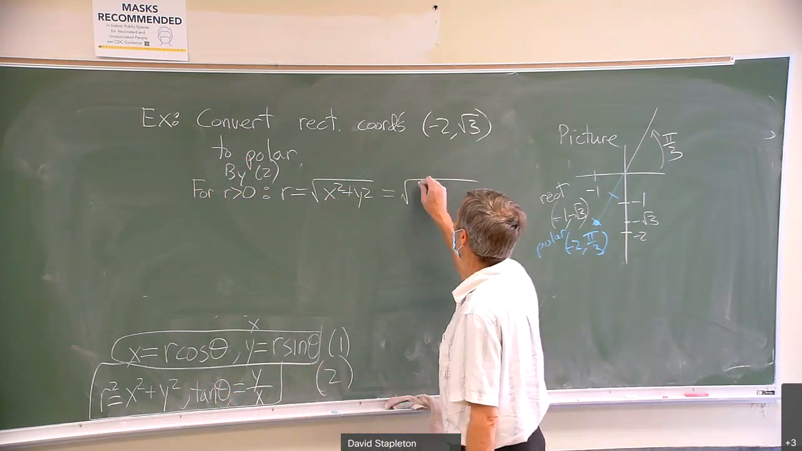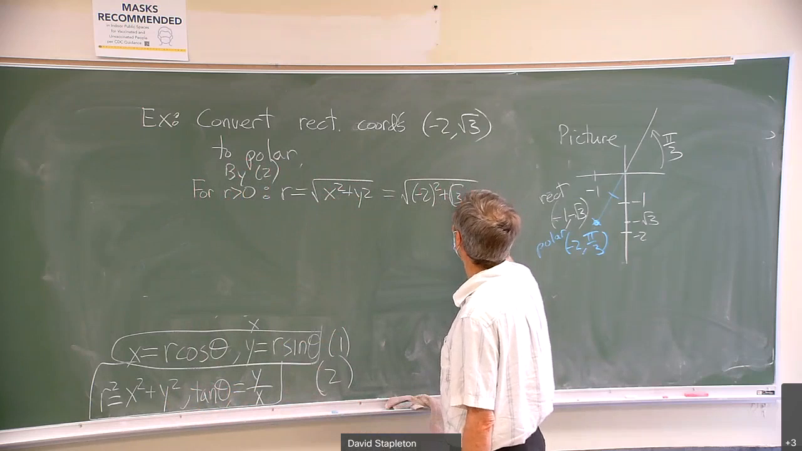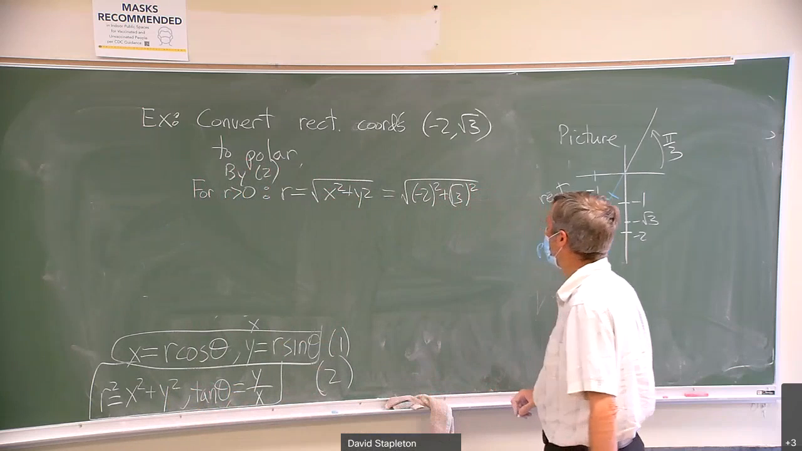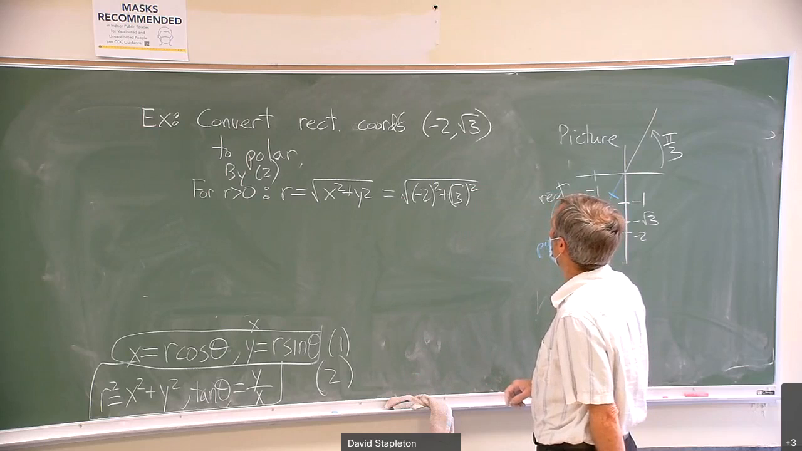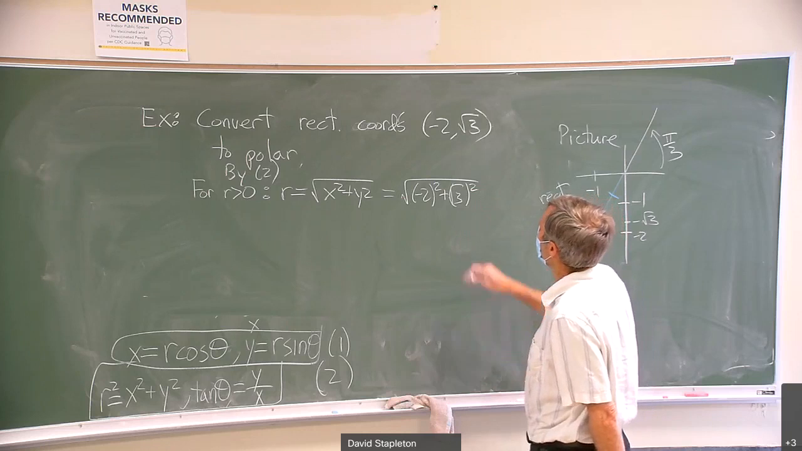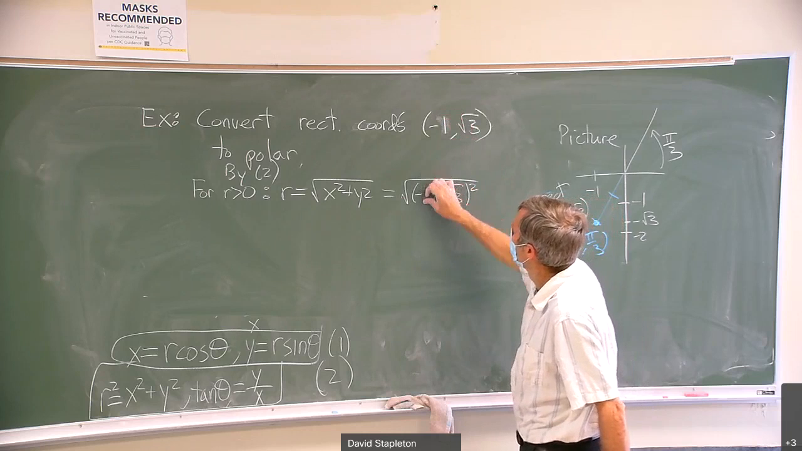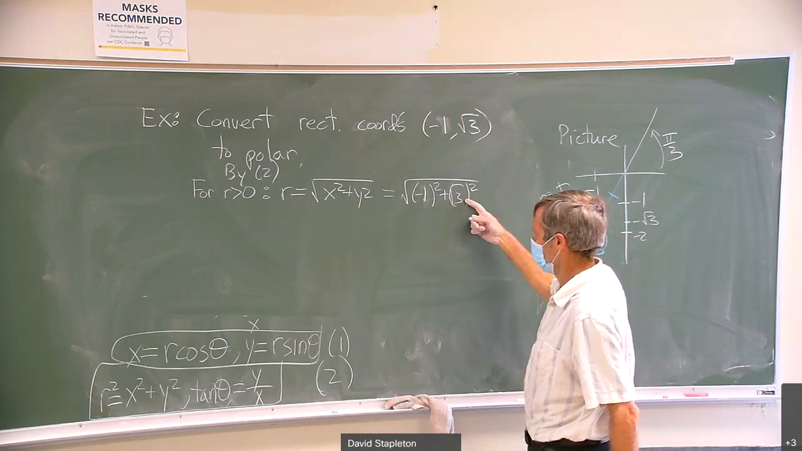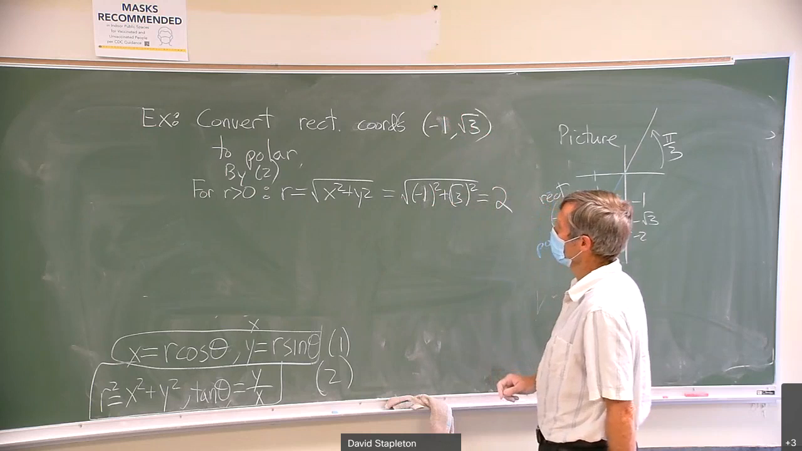That's the square root of negative 2 squared plus square root of 3 squared. Not what I wanted. This is supposed to be -1, square root of 3. I want to make the numbers a little easier. So it's -1 squared plus square root of 3 squared, and now it's square root of 4, which is 2. Right? So that's the r positive.